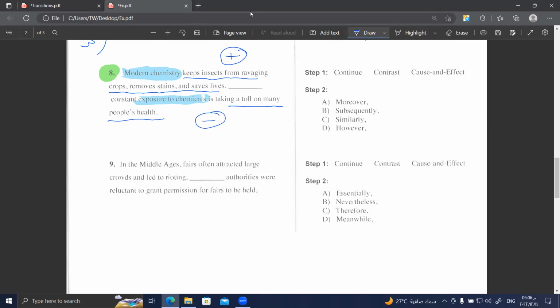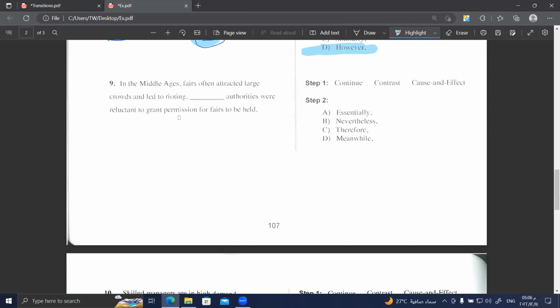When I describe chemicals as taking a toll on many people's health, it means the chemicals affect people's health in a very bad way. So that is a contradiction between what comes before and what comes after. So contrast, and the only contrast word here is however. Number 9. It's in the answer.